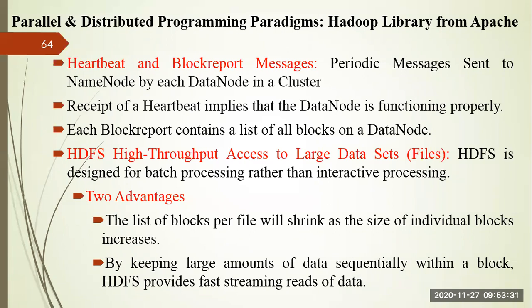Again, the block is divided into 64 MB blocks, so you get two advantages. The first advantage is that the list of blocks per file will shrink as the size of individual blocks increases. If the block size increases, the list of blocks shrinks. The second is that by keeping a large amount of data sequentially within a block, HDFS provides fast streaming of the data. The processing of the data is faster. That is all.